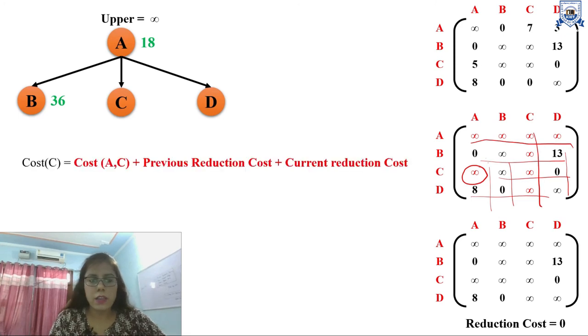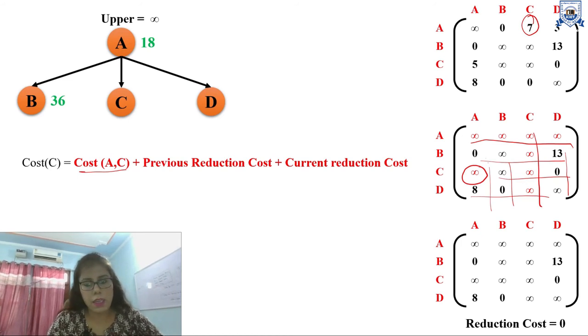Now if I calculate the cost for reaching A to C, then I have to calculate the cost of AC, which is 7, and then the previous reduction cost is 18 and the current reduction cost is 0. So the total cost is 25.